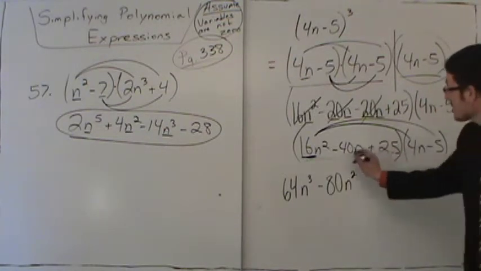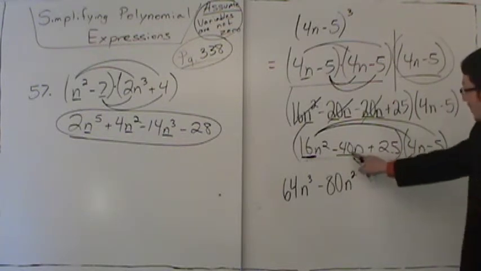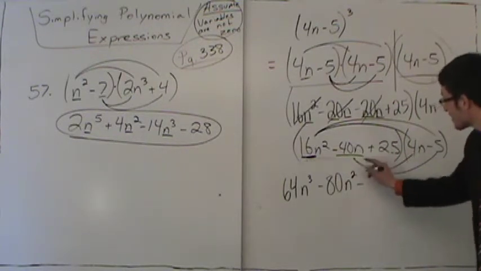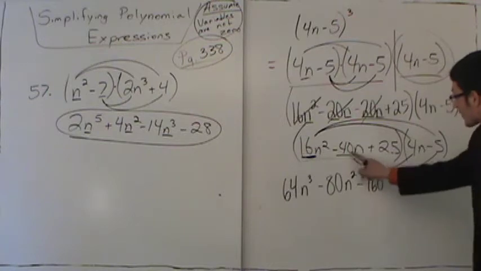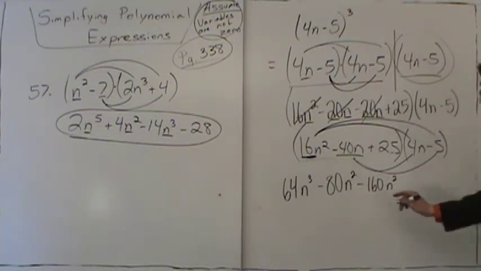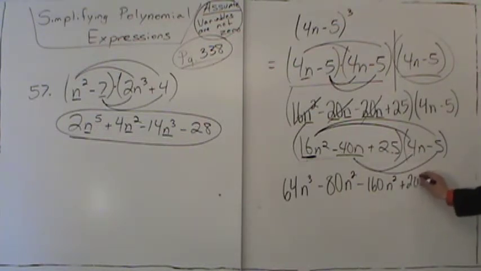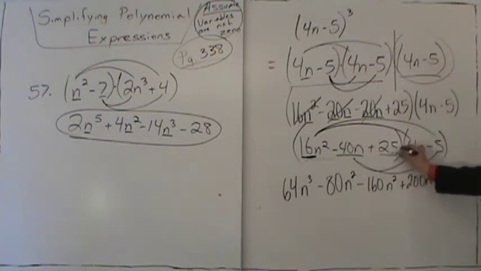Okay, so now take your second term, negative 40n, and multiply by both. Negative 40n times 4n is negative 160. 40 times 4 is 160. n times n is n squared. And negative 40n times negative 5, negative 40 times negative 5 is positive 200. And now take your last term, 25, and multiply by both. 25 times 4 is 100, so we have 100n. And 25 times negative 5 is negative 125.